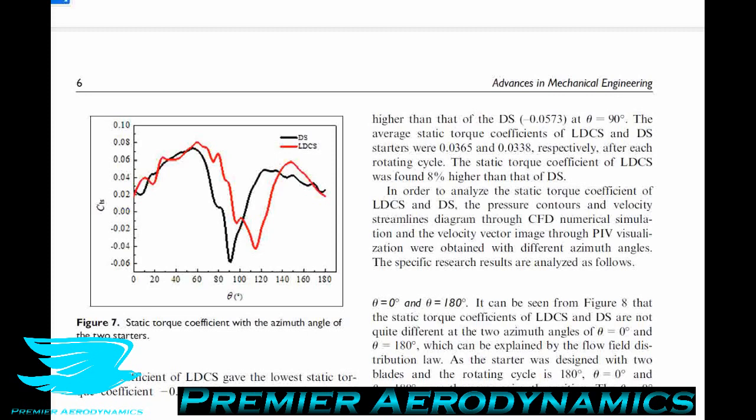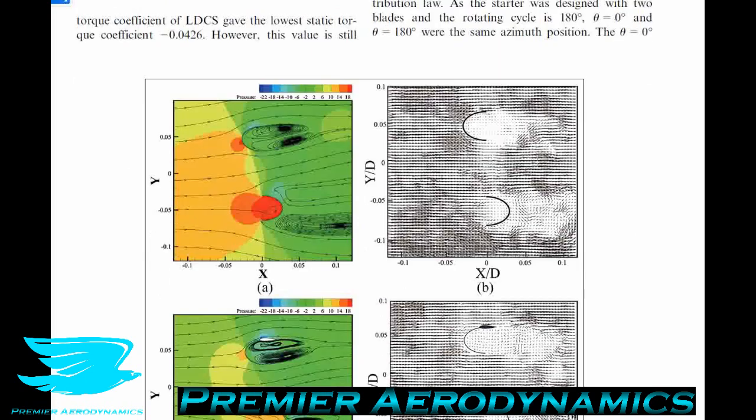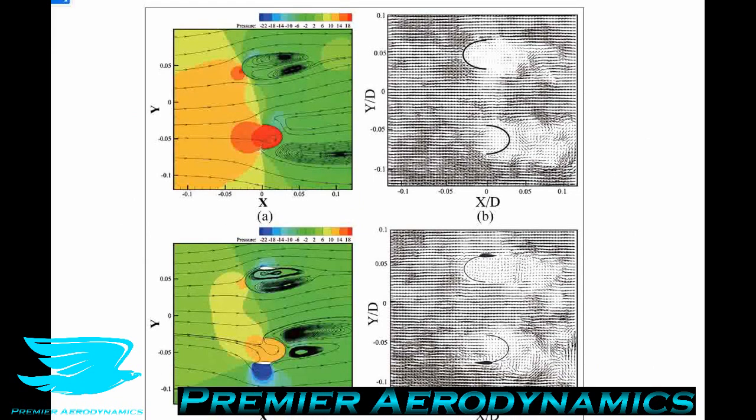Interestingly, the blades that produce only drag generally have a lower static torque coefficient than the blades that produce both lift and drag, shown by this black line here. In figure 8, we can see the CFD and PIV for when the blades are at 0 degrees, so when they are on each side of the axis. So one at the top, one at the bottom here.